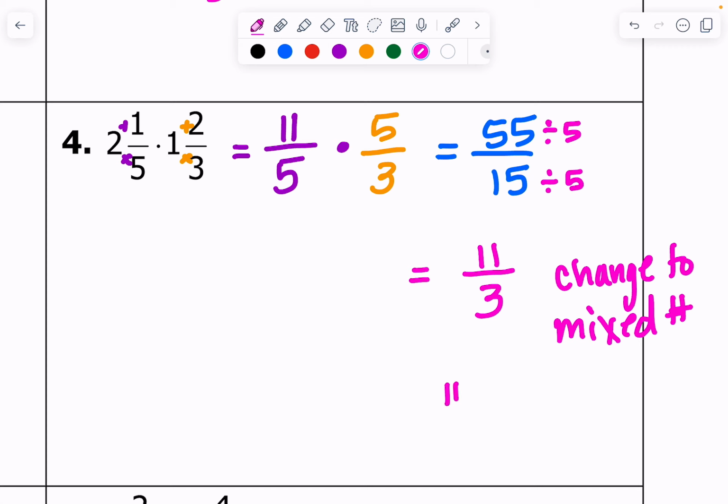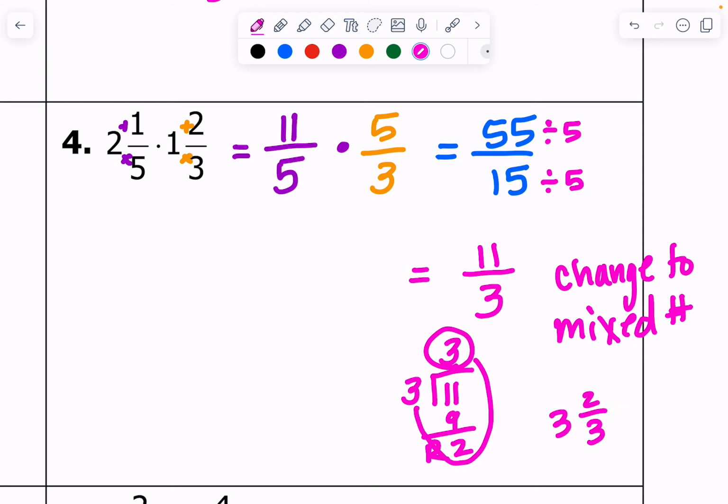So when I take 11 divided by 3, 3 goes into 11 3 times, with 2 as the remainder. So our answer is 3 2/3.